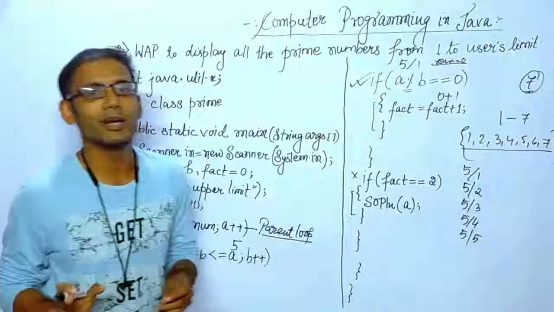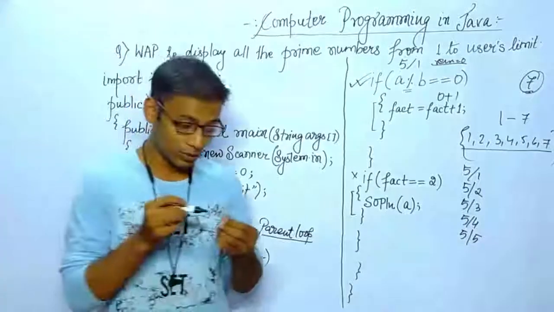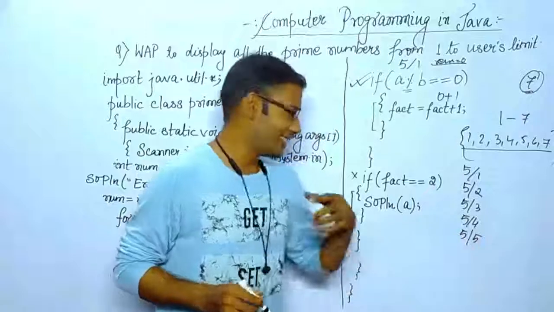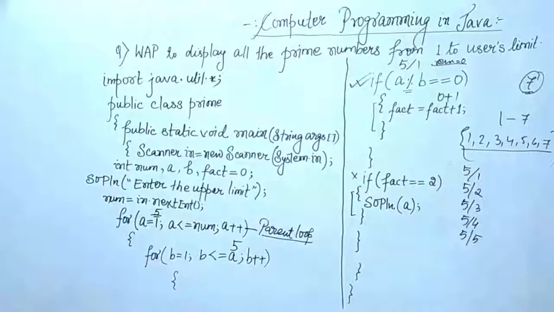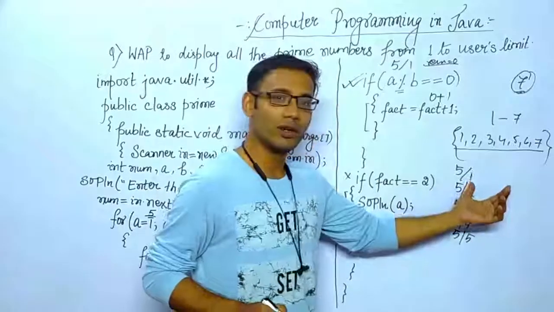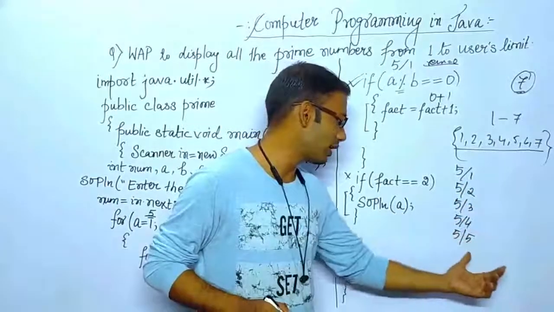Since you guys are good in mathematics, I am accepting that you guys are good in mathematics. Therefore, you can easily find out. Okay, jokes apart, 5 by 1, 5 by 2, 5 by 3, 5 by 4 and 5 by 5.